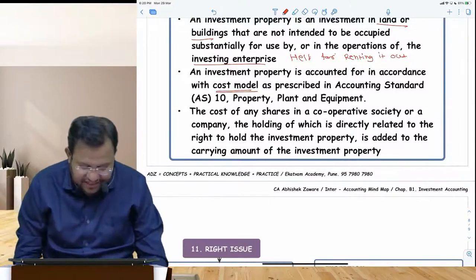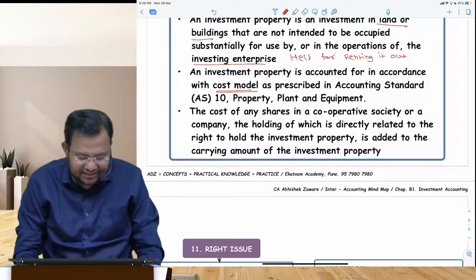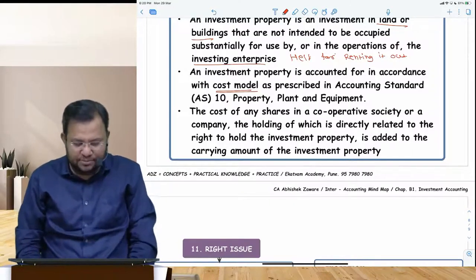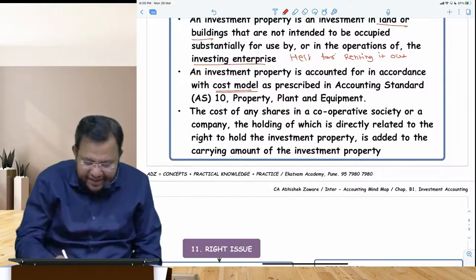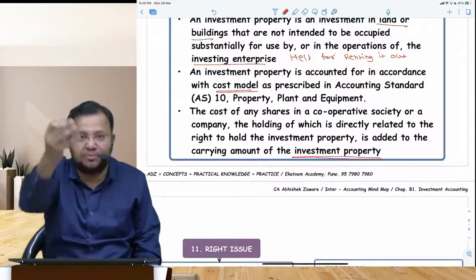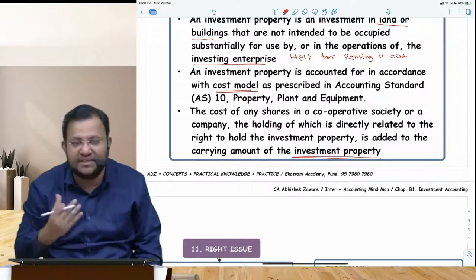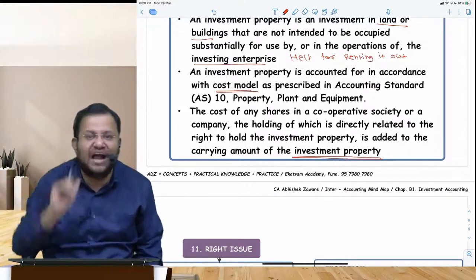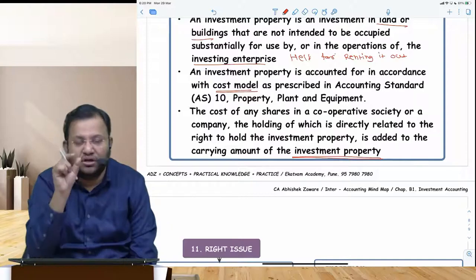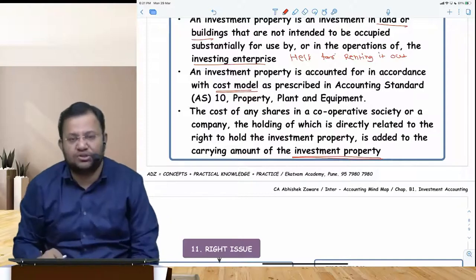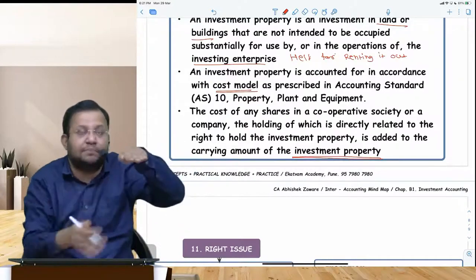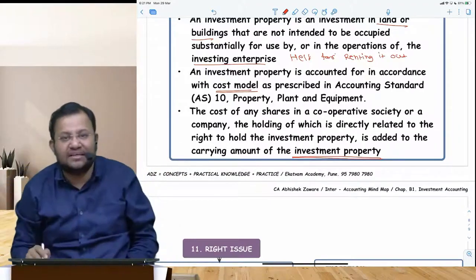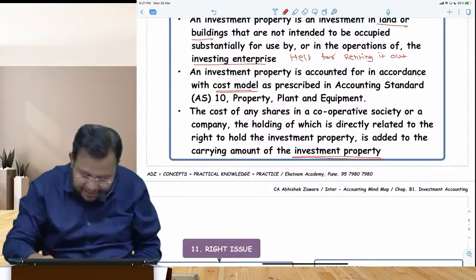The cost of any shares in a cooperative society or a company, the holding of which is directly related to the right to hold investment property, is added to the carrying amount of investment property. Whenever you purchase a shop or a flat or a building, you have to also purchase shares of the cooperative society in which that flat is situated. So you pay for a flat plus you pay for shares, a nominal amount. That nominal amount should also be added to arrive at a cost of investment property.